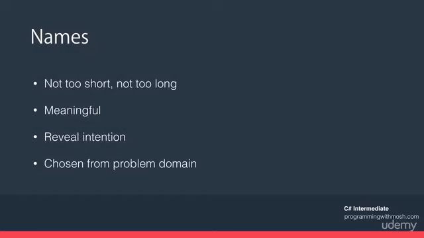So next time you're choosing identifiers, make sure that the names are not too short or not too long. Make sure they're meaningful and they reveal the intention. And choose them from the problem domain you're working on. So next time another developer is working on that code base, they know what that name is all about. In the next lecture, we'll take a look at poor naming conventions in C# applications.